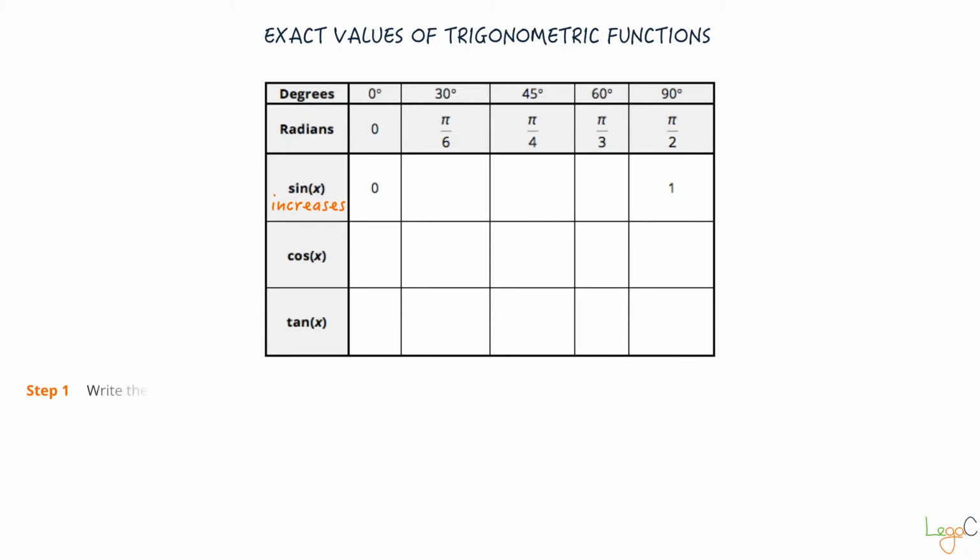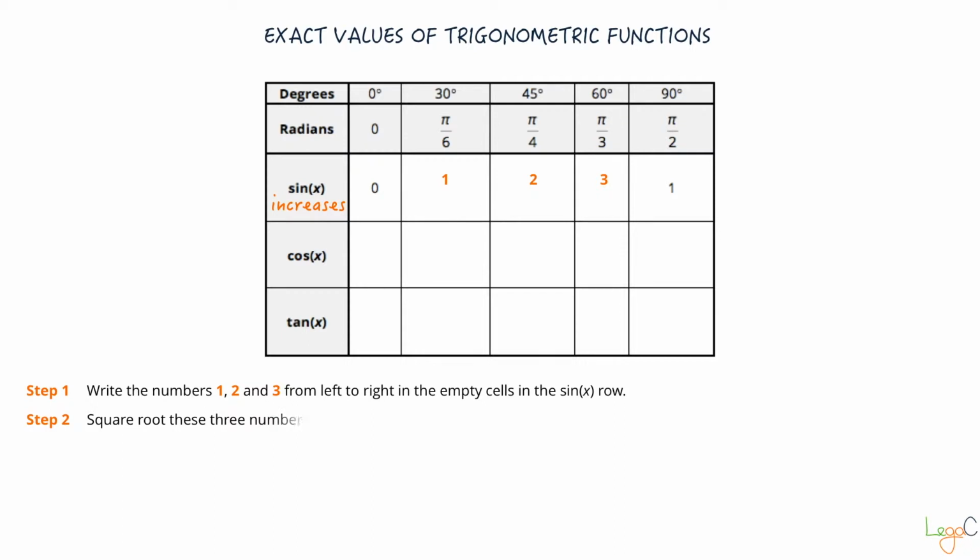Then, for the other three values, we write the numbers 1, 2, and 3 from left to right. Next, we are going to square root these three numbers. Square root of 1, square root of 2, square root of 3. Square root of 1 equals 1, so we don't need the square root sign anymore.